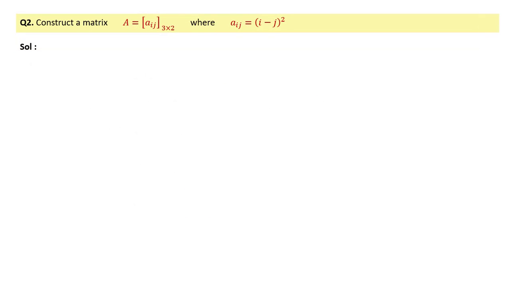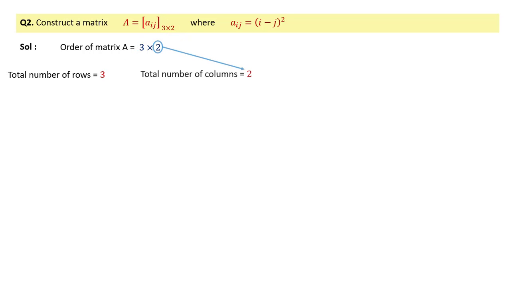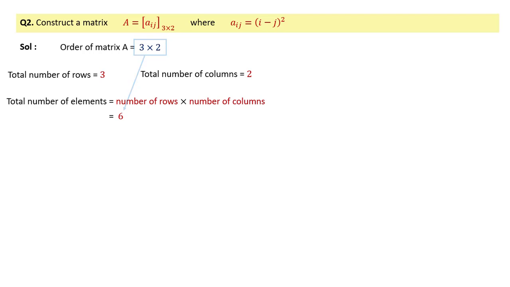Next question. In this question, we have to construct a matrix of order 3 by 2. So here we have 3 rows, 2 columns, and total number of elements are 6. Here the elements are not given to us, but instead of elements we have a rule from which we can easily calculate the elements of the matrix. Now first we will draw a matrix A of order 3 by 2 in general form, and general form of matrix A is.